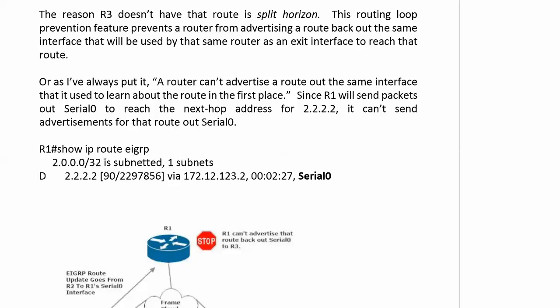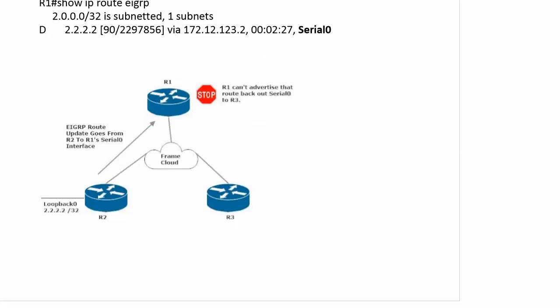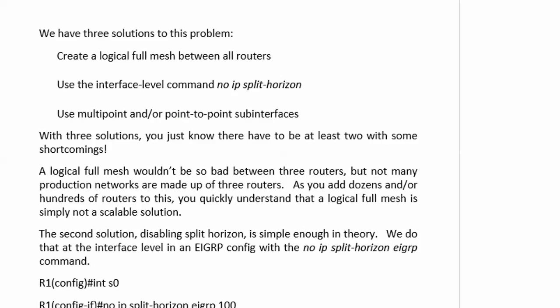See, it makes a lot more sense when you see it in a picture. And that's exactly what it is. It gets the route update on serial 0. It's going to use serial 0 as the exit interface to get to that network. Therefore, it can't advertise that route back out serial 0. So right now, there's no way for router 3 to get it. Well, this leaves us in a bit of a problem here because we have three solutions to that issue.